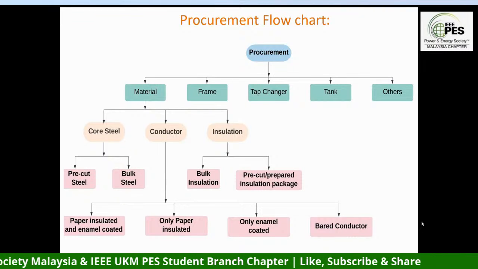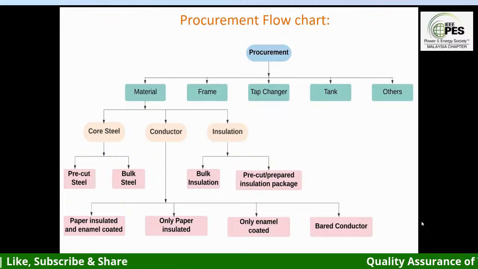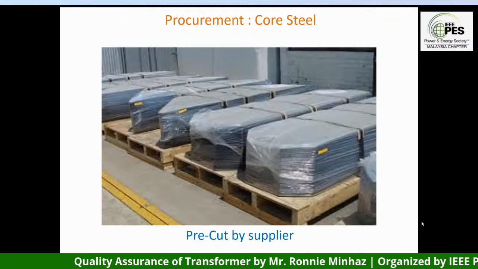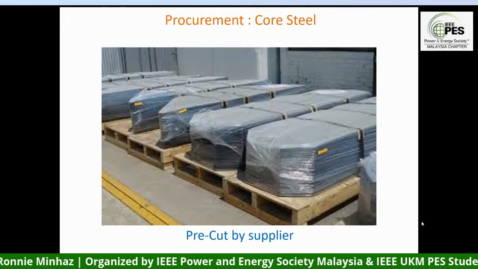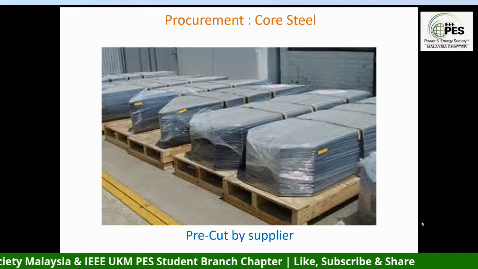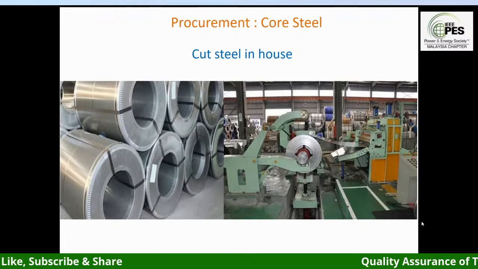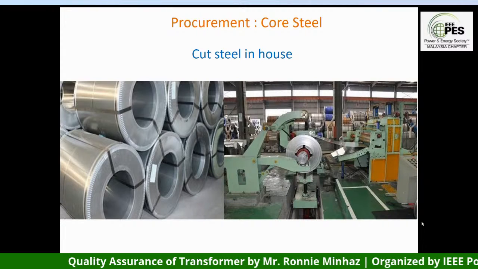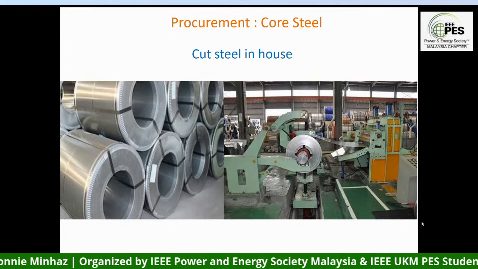Now, when it comes to the insulation, the manufacturer can buy it in bulk, or buy it pre-cut or pre-prepared by a third party. So here's an example. If you see the picture, in the left picture you can see the steel in rolls. That means the manufacturer is buying the steel in bulk. In the right-hand picture you can see a core cutting machine. They put that roll into the machine and cut the steel.